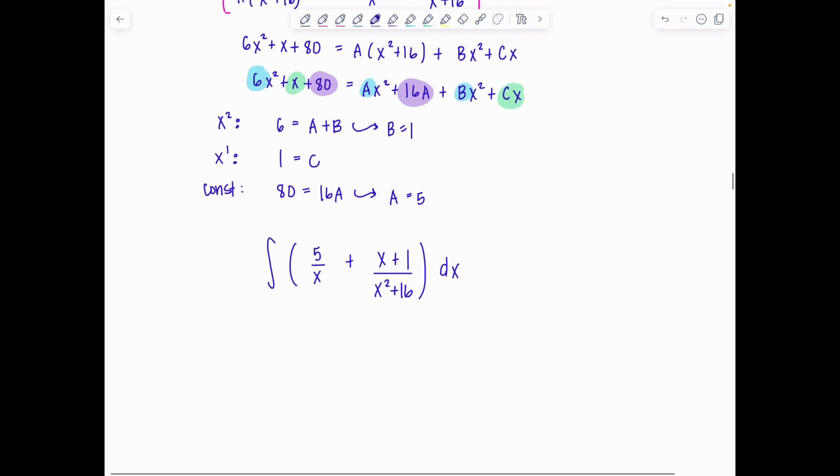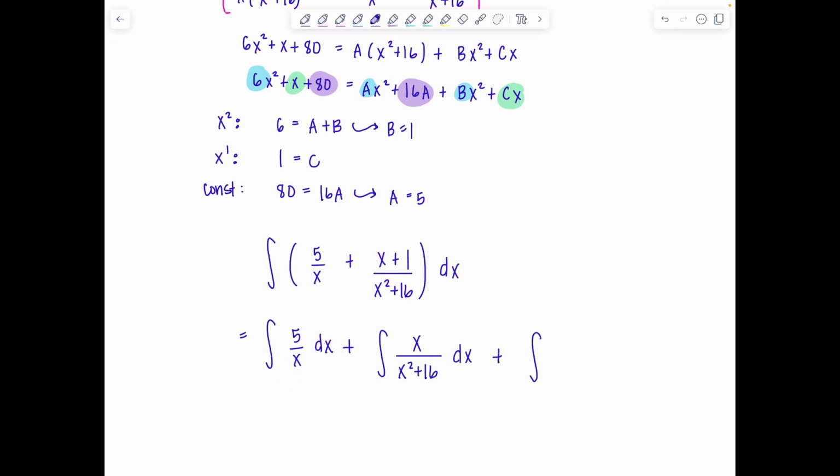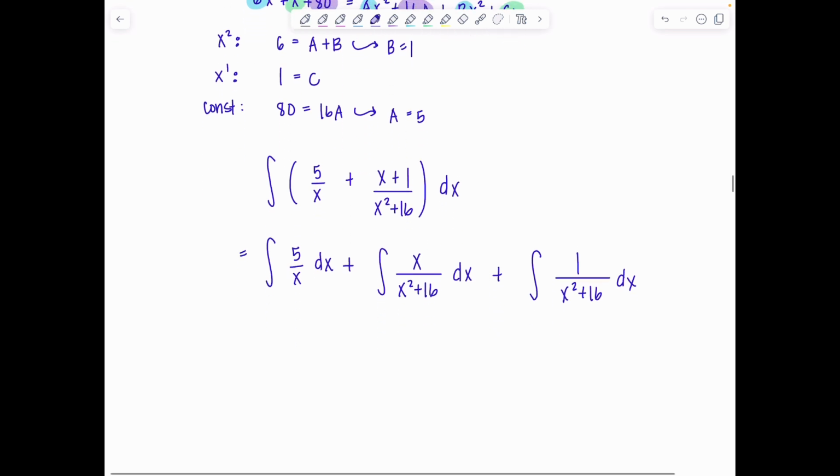And then we do need to separate that second term. So we're going to have 3 separate little baby terms. 5 over x, you know what, let me just break it up into 3 little integrals. 5 over x dx plus x over x squared plus 16 dx plus 1 over x squared plus 16 dx. And we're just going to knock these out one at a time. So I'll number them. 1, 2, 3.